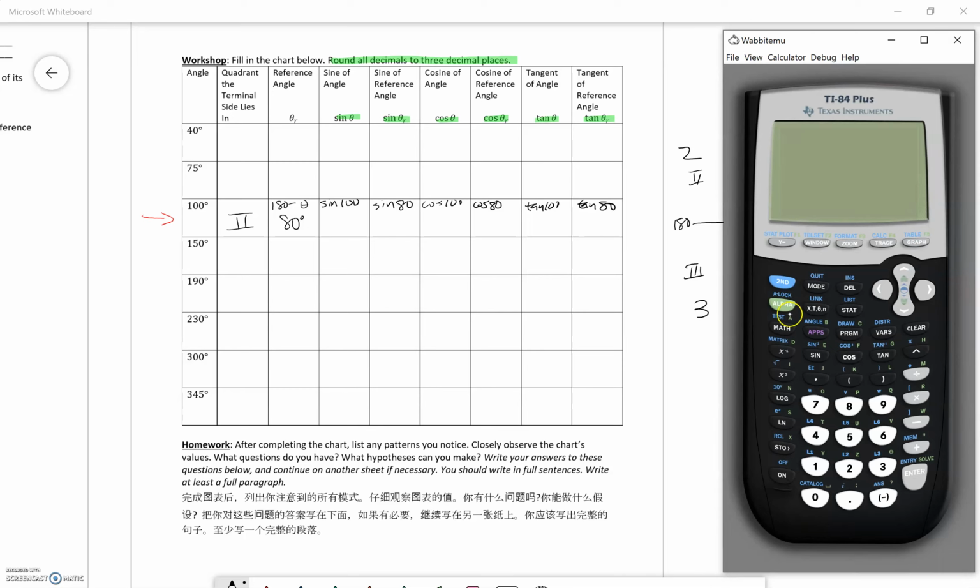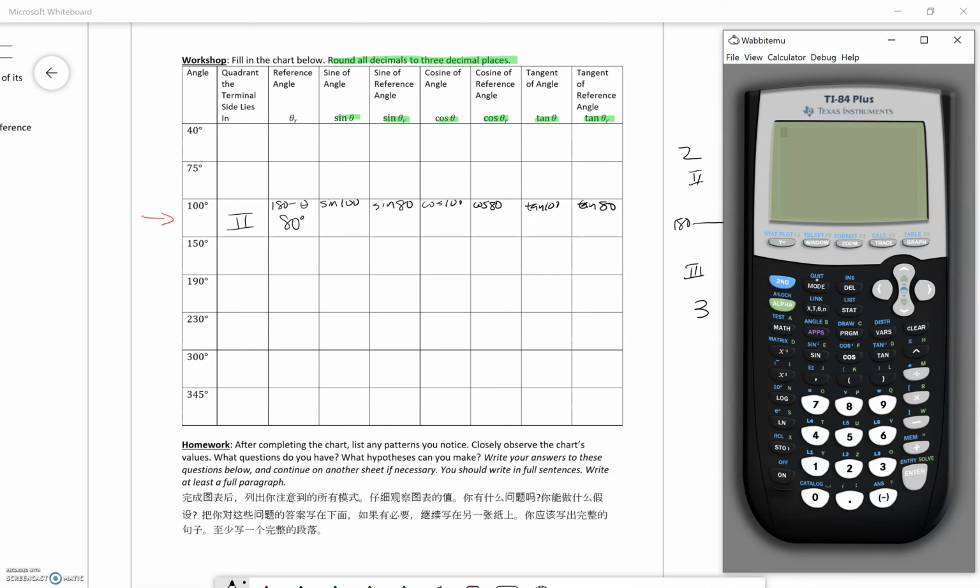Now make sure if you have a TI that your calculator is set to degrees. To do that, you can press mode, which is at the top right here, and then the third line, either radian or degree should be highlighted. And you can see with my calculator, radian is highlighted. So I want to switch to degrees. So I will switch to degrees. Now we see degrees is highlighted, and I'll go back to the main page.